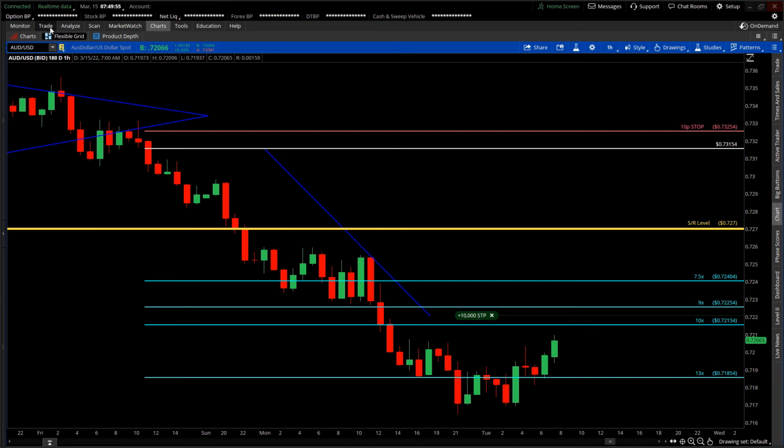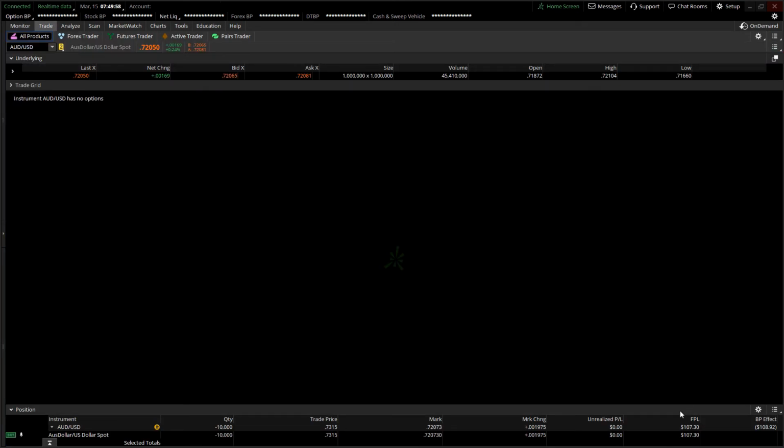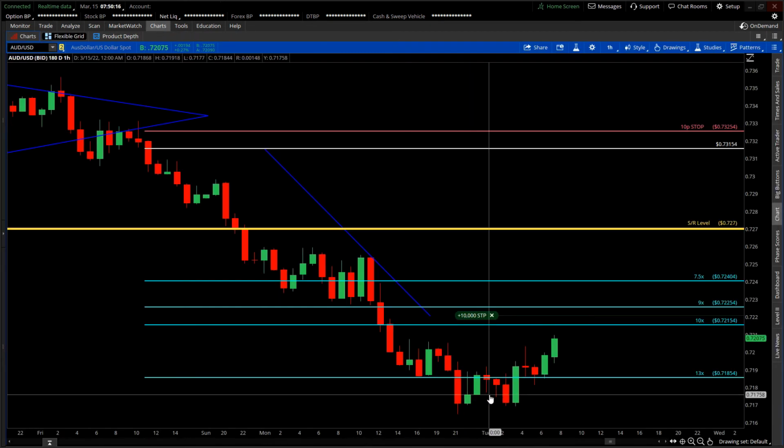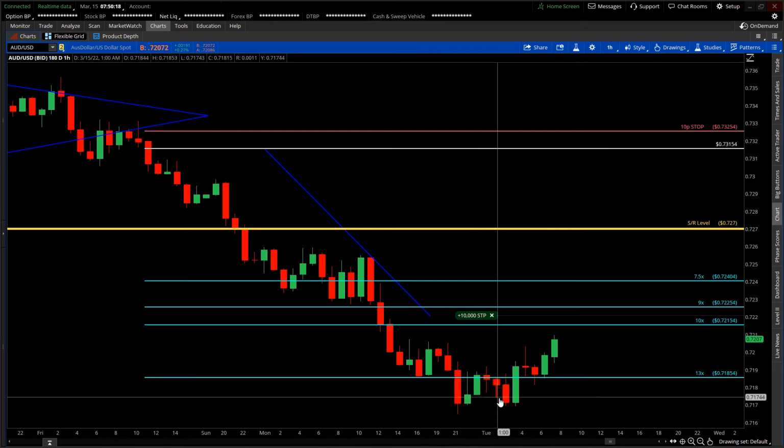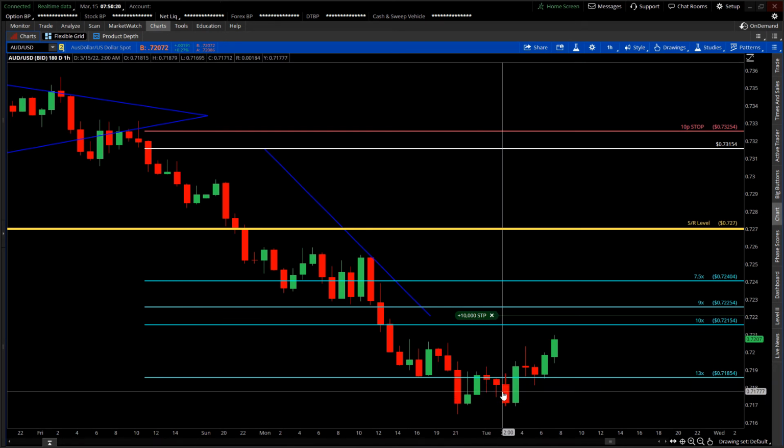Let me just click on the trade tab. And the trade is up over $107. Again, one mini lot. Earlier this morning when I was looking at it, this was over $130 when price was down somewhere over here. So it's okay. All right, I'll be back.